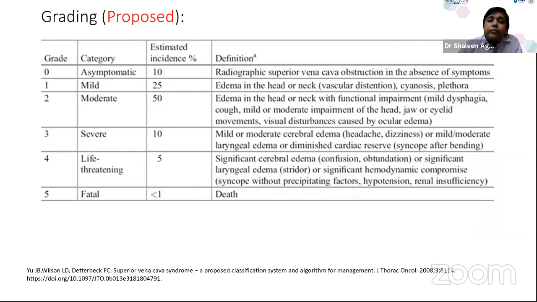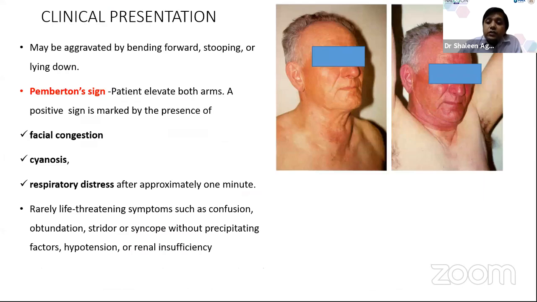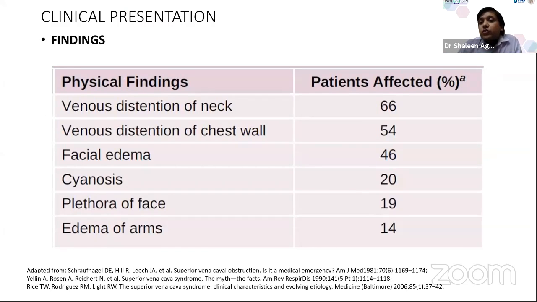A grading system has been proposed, which shows that usually a symptomatic presentation is approximately in 10% of cases, where only mild radiographic presence could be there. However, in mild cases, 25% of patients present, and 50% are with moderate edema in the head and neck with functional impairment. Findings which are seen usually are venous distension of the neck and venous distension of the chest wall, which is also present in more than 50% of the cases. Facial edema, cyanosis, plethora of the face, and edema of the arms are other unusual presentations.